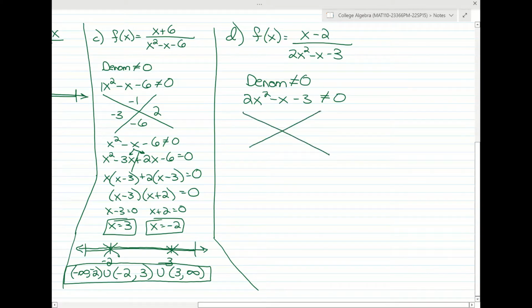The way that we factor is we do 2 times -3 is -6. We want to look for numbers that multiply to be -6 and add up to -1, which would be -3 and +2. To give us 2x squared minus x minus 3 is 0. Writing the numbers that we just came up with, we're going to use -3x and +2x.